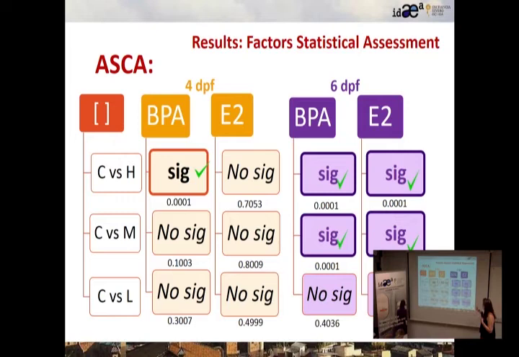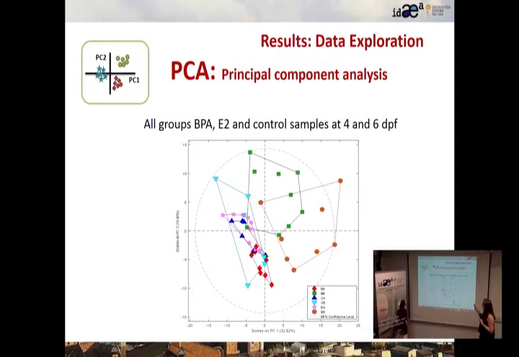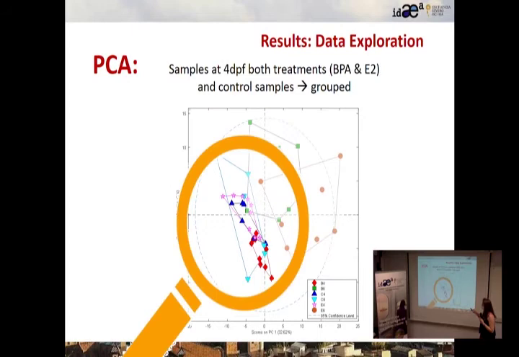PCA, or principal component analysis, helps us to visualize our data. In this case, this is a PCA of all the treatments, all concentrations, and all days, everything. If we have a closer look here, then we see that the exposures at day four for both treatments and control samples are clustered together.